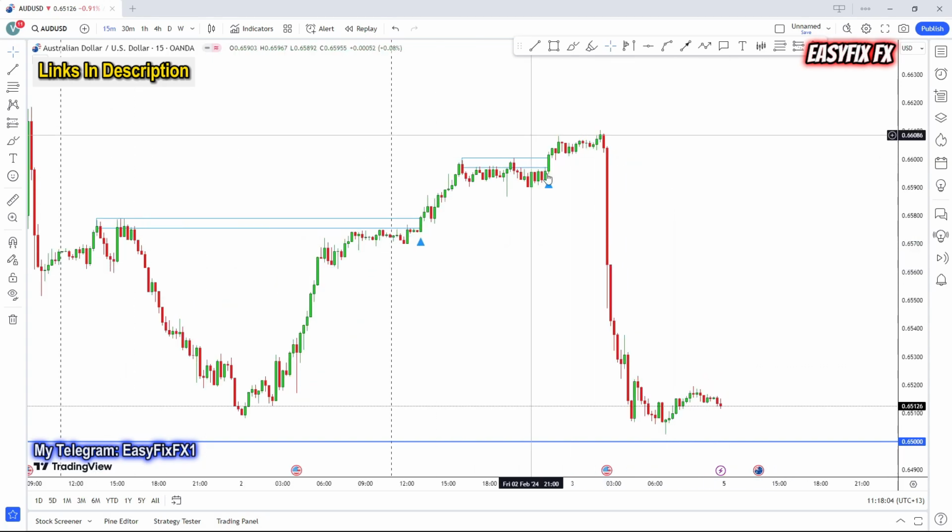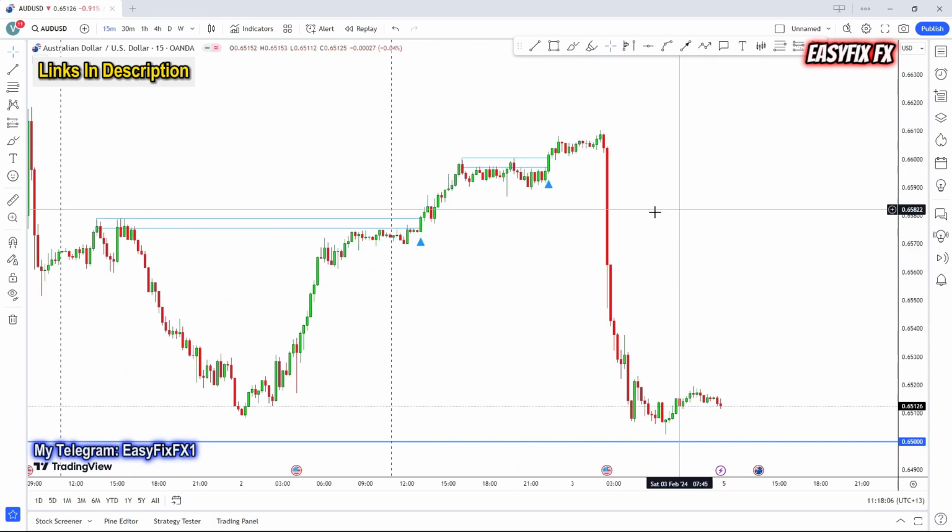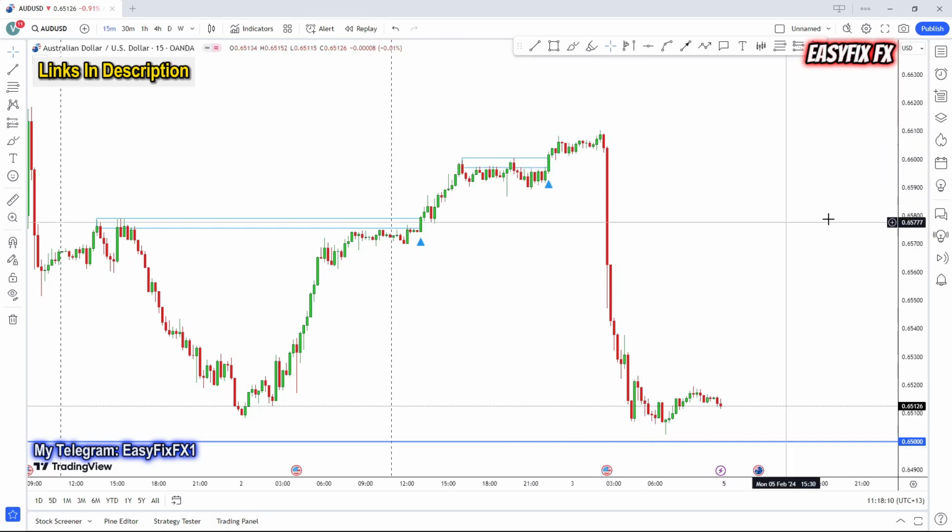I've also got an indicator for MT4 that you can add onto your charts on MT4 instead of looking at TradingView as well. If you guys are interested in that, I will show that. That will be in next week's video.